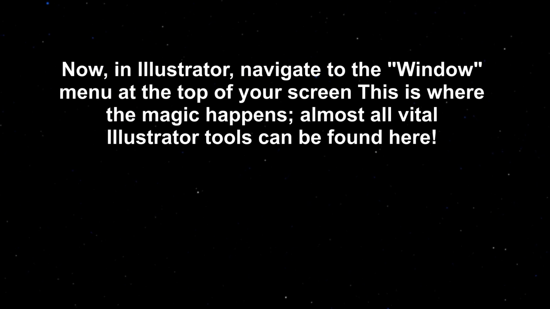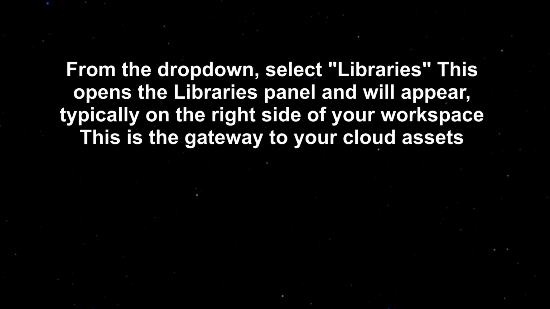Now, in Illustrator, navigate to the window menu at the top of your screen. This is where the magic happens. Almost all vital Illustrator tools can be found here. From the drop-down, select Libraries. This opens the Libraries panel and will appear typically on the right side of your workspace. This is the gateway to your cloud assets.